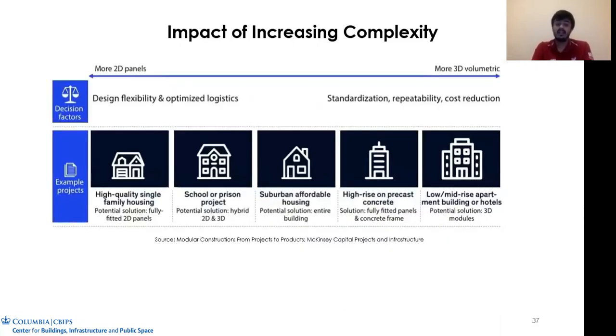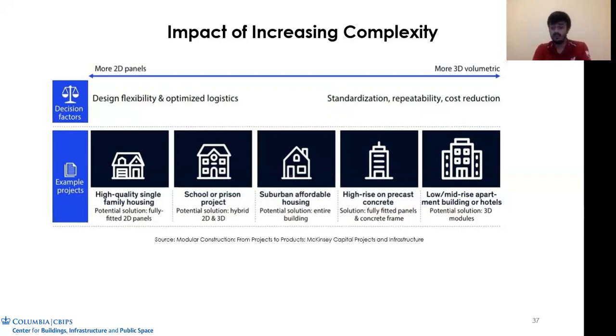So as I talked before, there are two types of modular construction systems. One is the 2D panelized system, and the other one is a 3D volumetric system. As you can clearly see, as the complexity of a project increases, the need to opt for a 3D volumetric modular system increases.